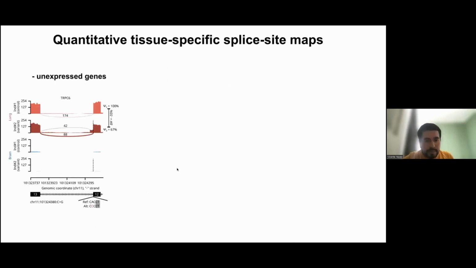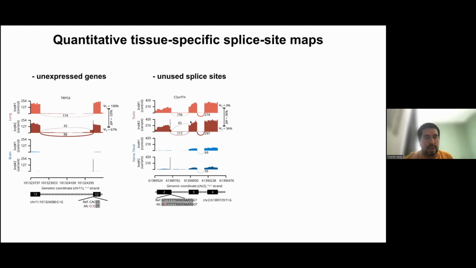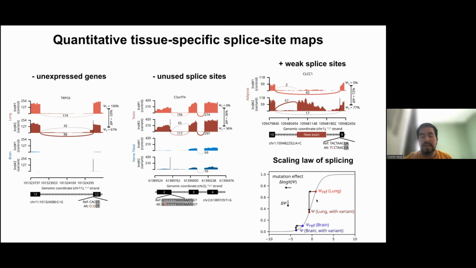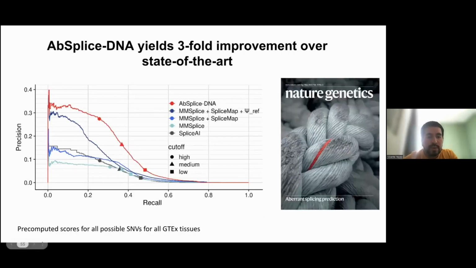So by using this, removing underexpressed genes, taking into account splice sites, plus taking into account weak splice sites, plus using the scaling law of splicing that says basically the splicing is always between 0 and 100%, but it matters a lot what the reference is. So basically the average across the population, it matters where you are at the start, and that influences how much change can happen. So using all of that, we were able to uplift the precision of MSplice up to 3-fold.